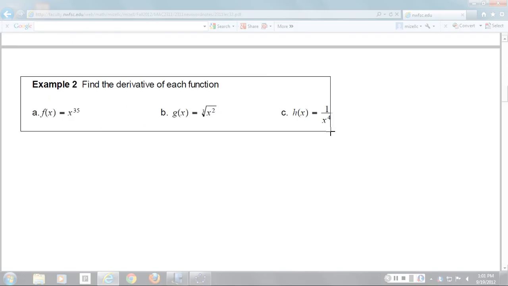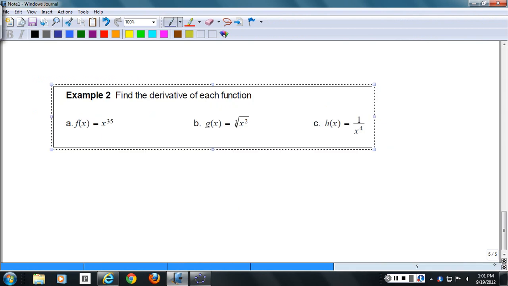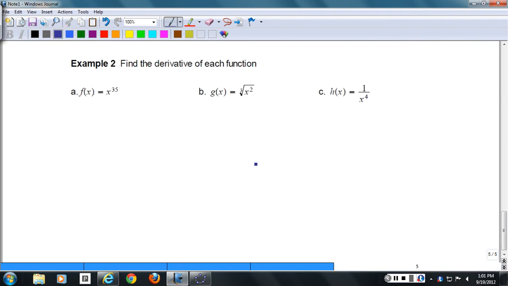These have a lot more going on than y equals x squared. F of x equals x to the 35th power. If we were using the definition, we would need to take x plus delta x at some point and raise it to the 35th power. And that's just ridiculous and unnecessary. But if we want f prime of x, it's going to be 35x to the 34th. So the 35 comes out in front, and then we reduce the exponent by 1.